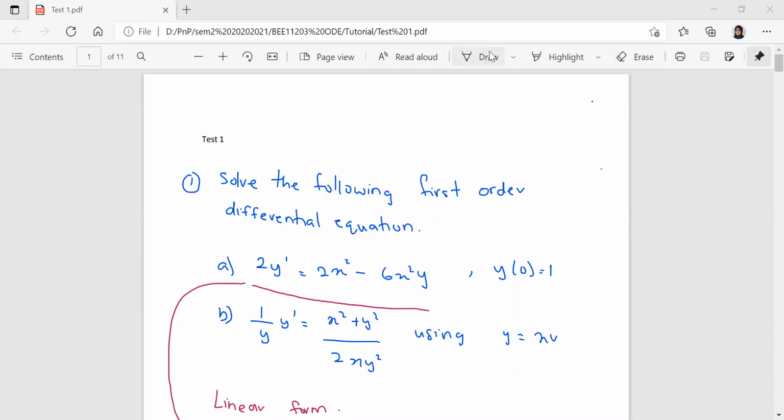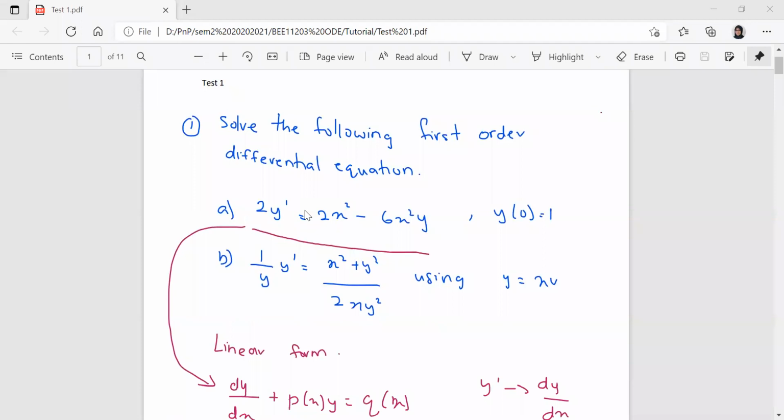Okay, so now we continue to the second part of the first question. I already discussed the first part in the previous video. Now we are going to discuss the second part, which is to solve the first order differential equation using transformation. We substitute y with xv.